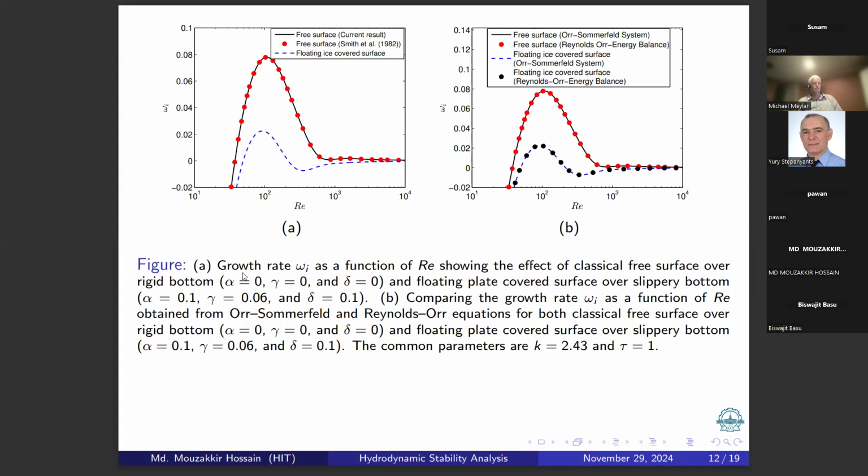So here we have validated the previous results of Smith et al. in 1982. The solid black lines and the dotted lines are the corresponding results, and the blue dotted lines are for the floating ice-covered surface growth rate, where you can see the maximum growth rate decreases for the floating elastic plate covered surface. Another noticeable thing here is that for shear layered fluid, you can't see any instability in the long wave zone. The instability always occurs in the finite wave number zone, and for high Reynolds number also.